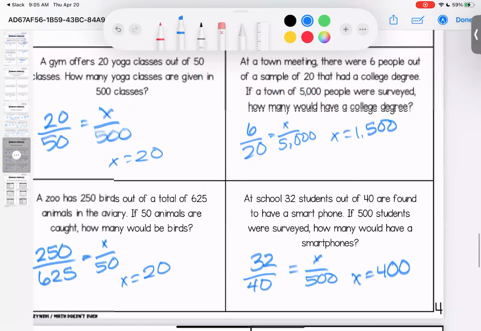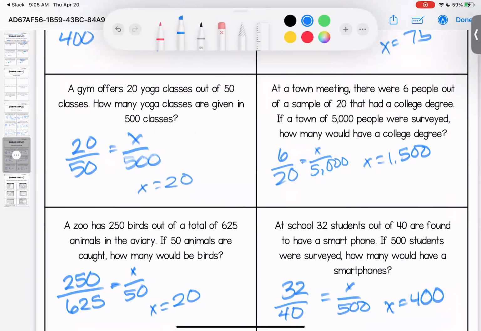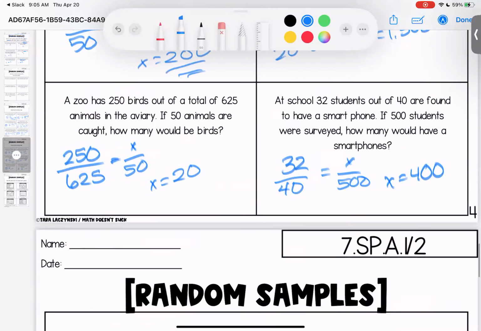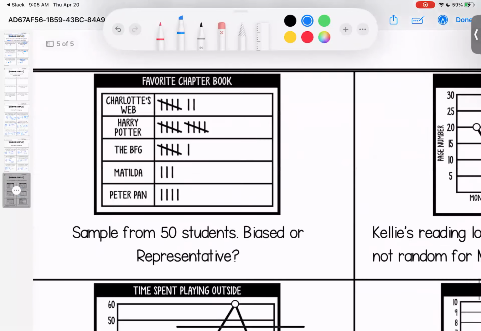If you have any questions on these, please let me know. If you have trouble with setting it up, if you have questions, oh wait, this is 200. This is 200. If you have questions about setting them up, if you're unsure about the cross multiplication, let me know. The space is a little bit small, so I don't have as much area as I would like to show you the full setup. So let me know. All right, last page, looking at the graphs.